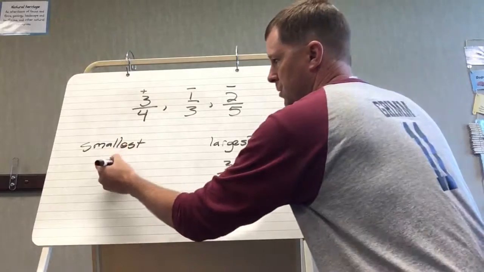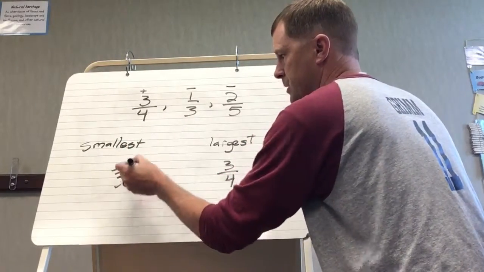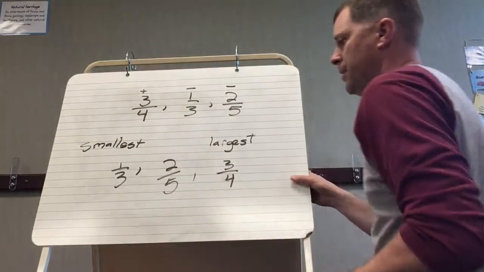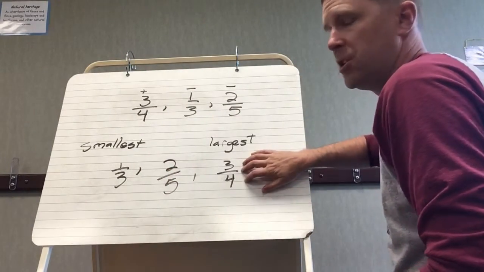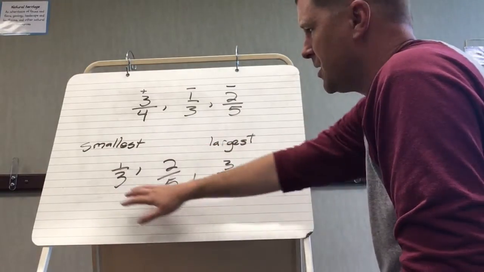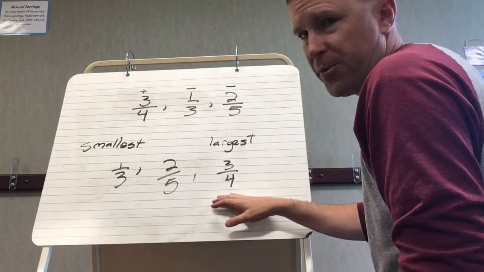1/3 was the smallest, so 1/3 is the smallest. The next one would be 2/5, and then our last one is 3/4. So we have our order from smallest to largest, least to greatest: 1/3, 2/5, and 3/4.